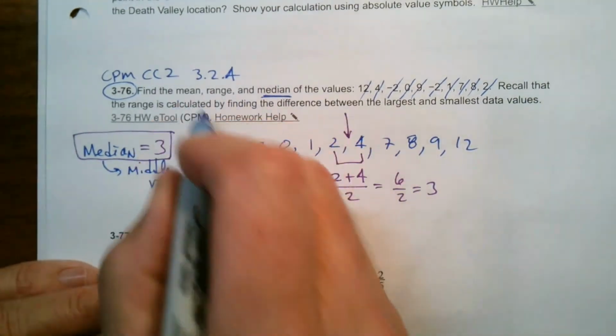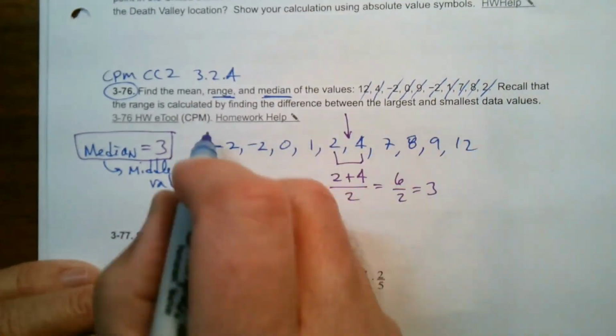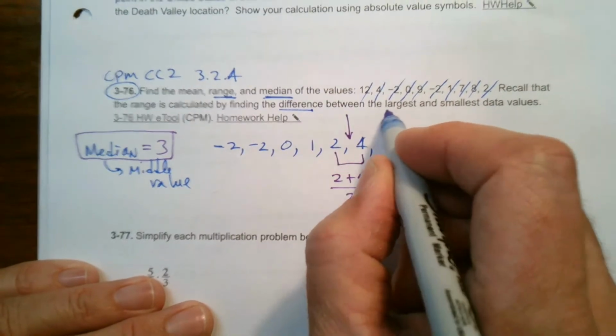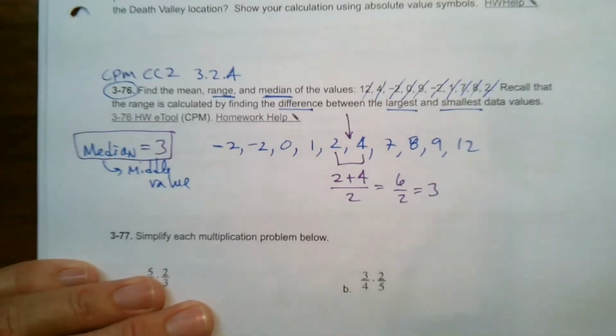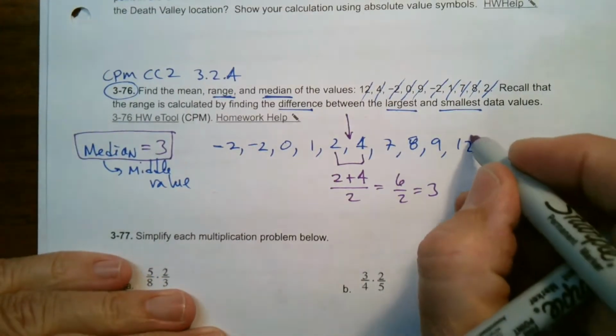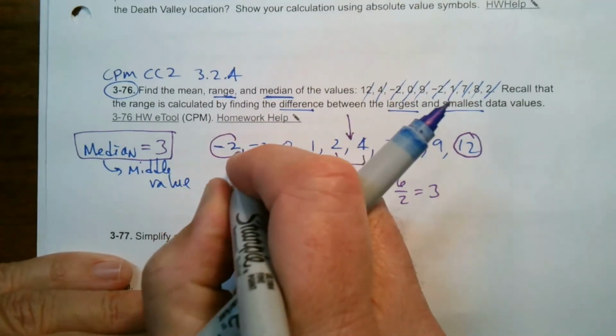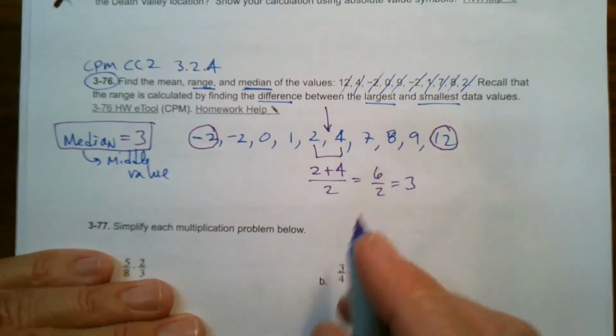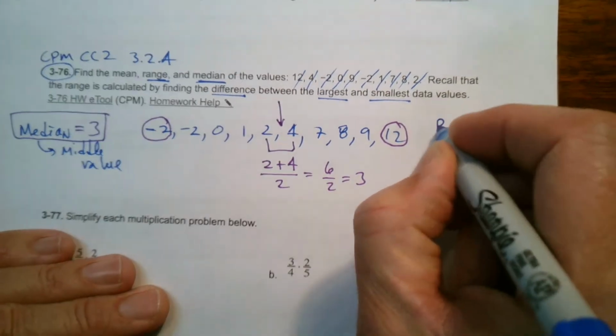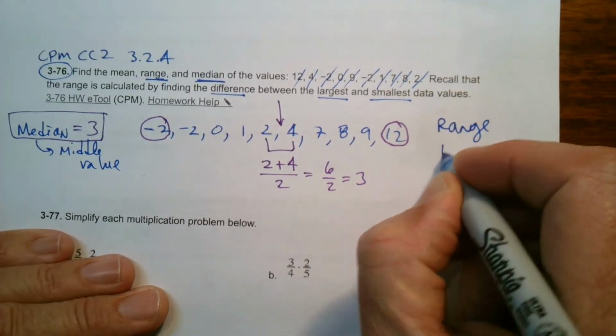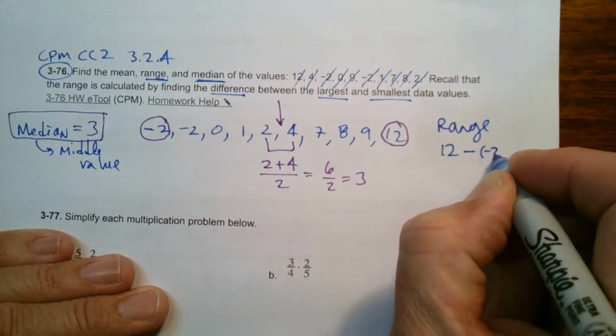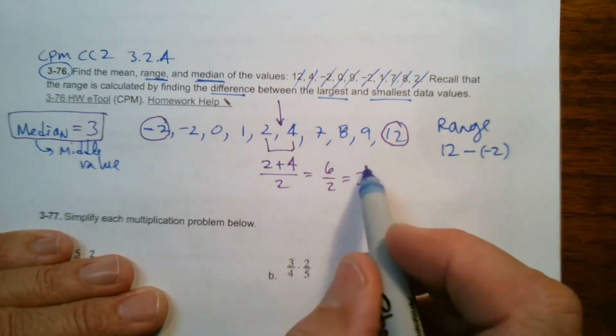Then the range. My range, it gave me my hint. It's the difference between the largest and the smallest. So the largest is my 12. I've got them in order. My smallest is -2, right? So the difference, how do you find difference? So range, we're going to go 12 minus -2. The difference, you subtract them.